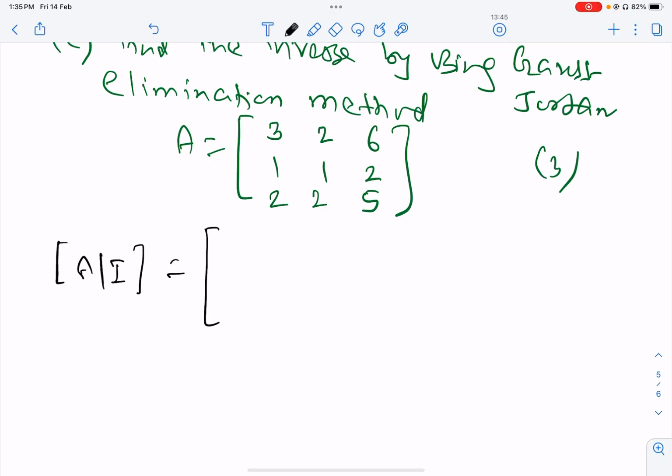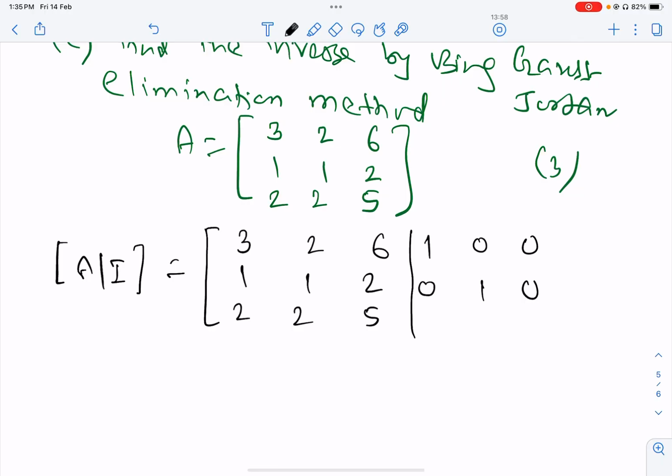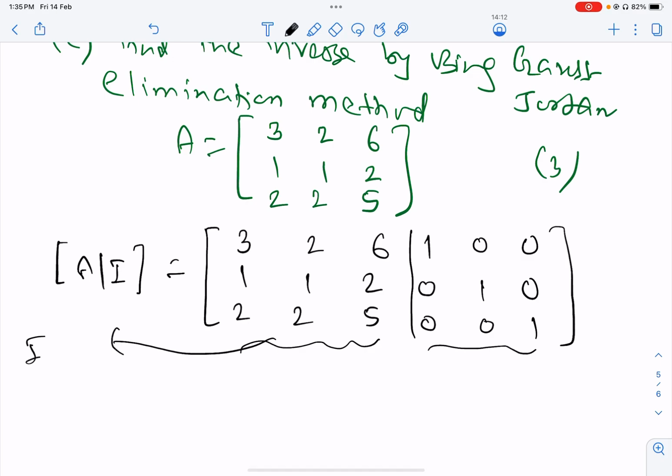So like this: 3, 2, 6, 1, 1, 2, 2, 2, 5. And this is the identity matrix 1, 0, 0, 0, 1, 0, 0, 0, 1. So we need to apply elementary row operations such that here you will get the identity matrix, and whatever we get here is nothing but A inverse, if it exists. If it does not exist, then during the process you will get one row to be 0.